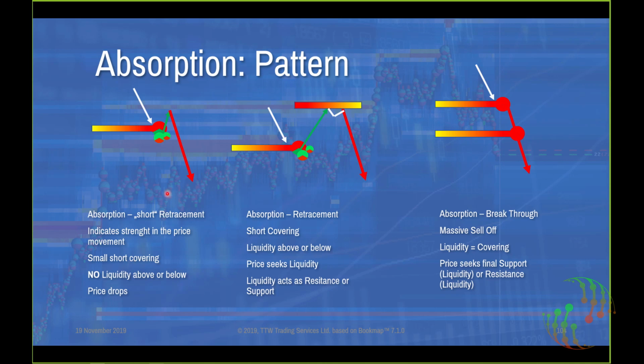It's indicated by a small short covering. No liquidity above or below, absolutely important, and price drops further. The second pattern we have to keep in mind: the market is strong down. It meets liquidity. You know what is happening. Absorption is happening. A part of the energy is taken out of the market.